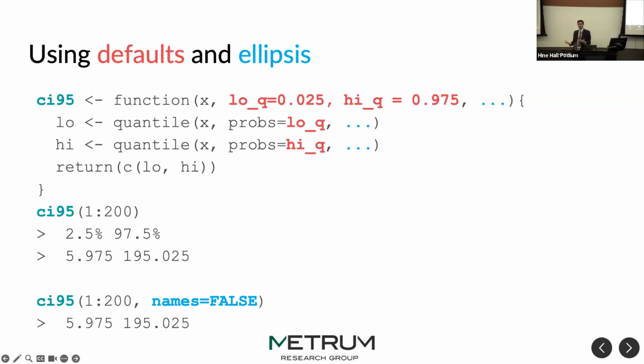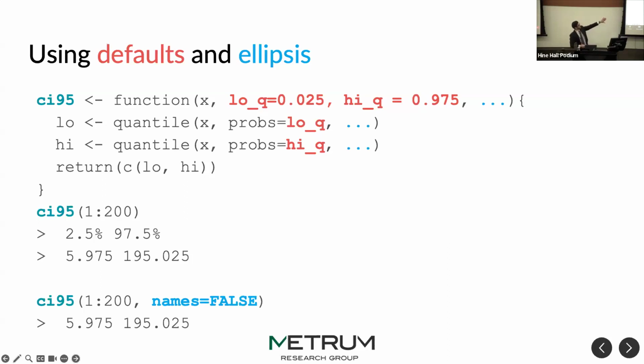Okay. Now I mentioned defaults. In red, we have the arguments for our function that we're creating. The function is called CI95. We're calculating a 95% confidence interval. So we're going to have, in addition to X, the vector that we want to calculate the quantiles on, a low Q and a high Q argument. And I'm using the equal sign here to assign a default value. So this means if low Q and high Q are not provided in the function call, like they are here, it will default to those values. If I want those values to be overwritten, you just say low Q equals 0.05 instead, and it will overwrite it and do it for you.